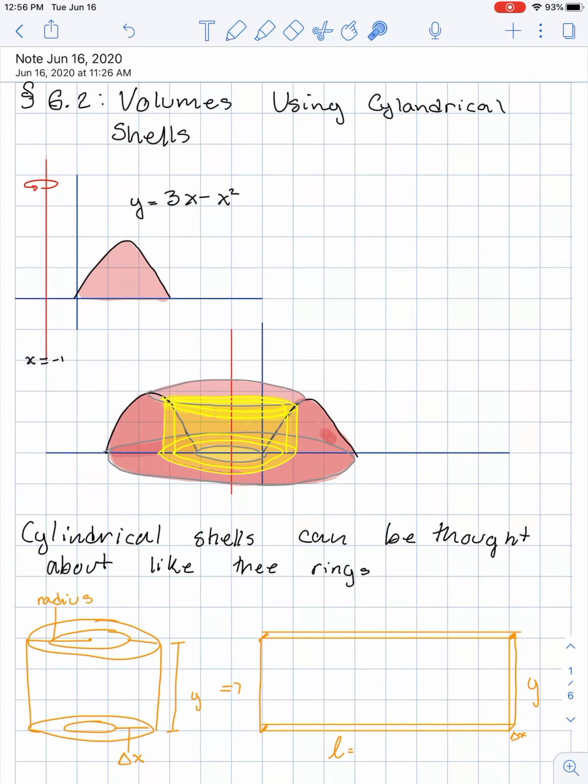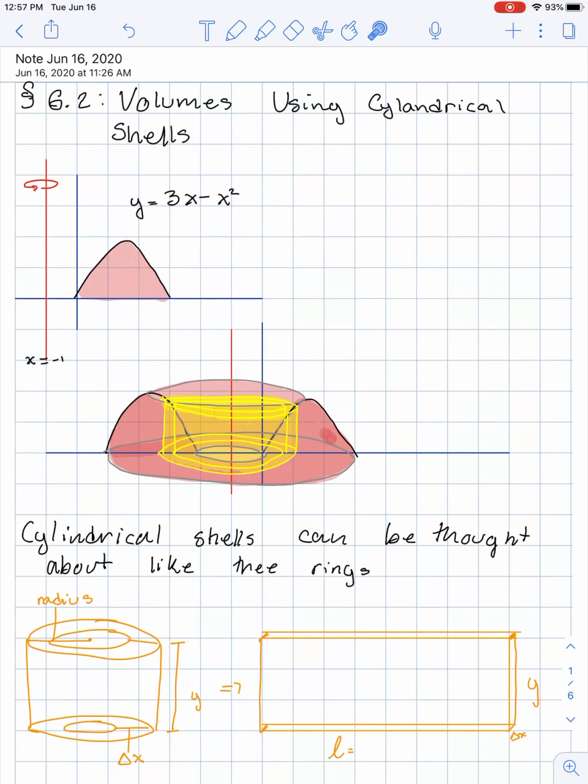So say we have this curve, y equals 3x minus x squared, this guy right here. And I want to rotate it around x equals -1. We talked a little bit last time about rotating around another line. But in this case, you see that I have one curve, but I have an inner radius and an outer radius. So that causes some problems.